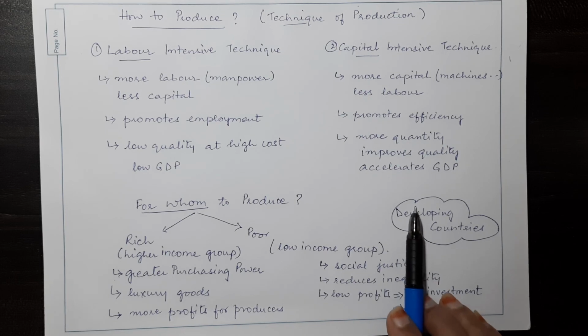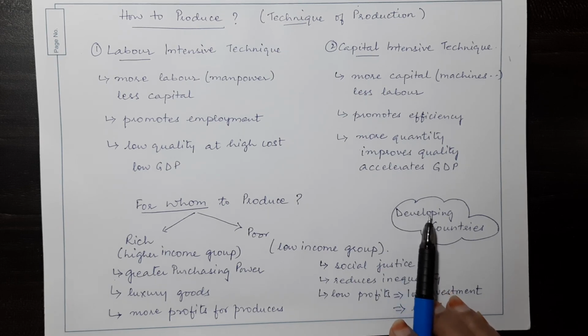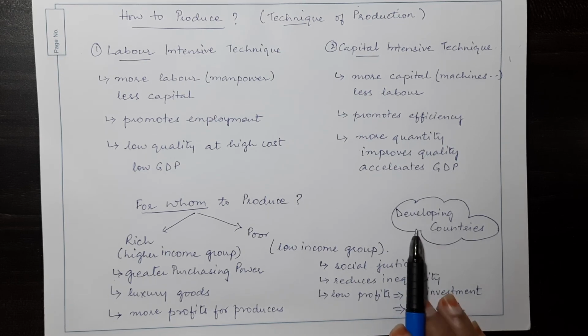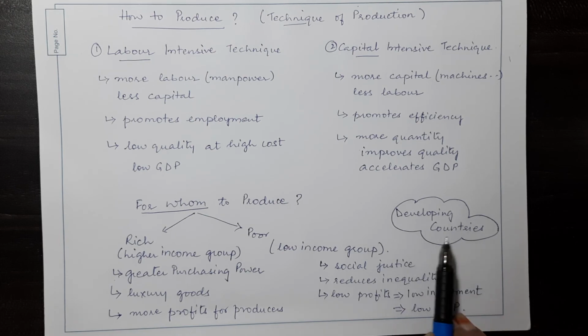Now, for some time we had these underdeveloped countries. Now, we do not have any underdeveloped countries. We have all countries are called as developing countries. There is scope for improvement now. So, all countries are called as developing countries.